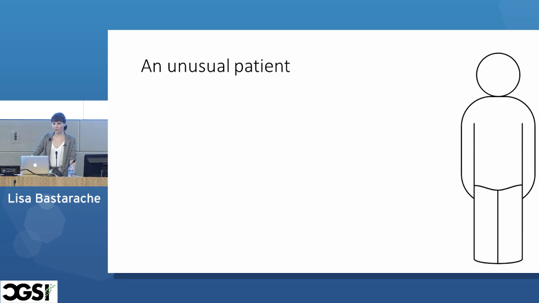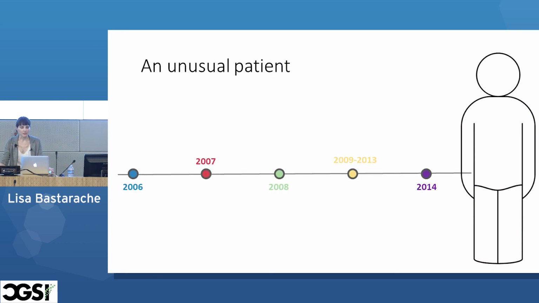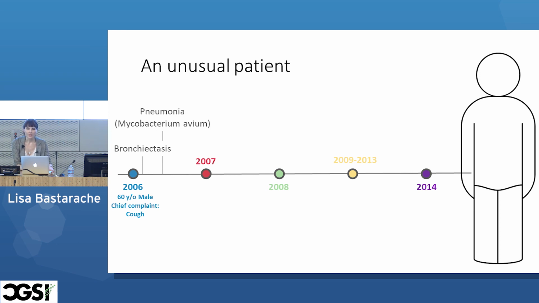So this is an unusual patient who started going to Vanderbilt in 2006. He was in his 50s, 60s. And he presented with a cough, which is very common presentation for somebody of any age, really. But he got a chest x-ray and he was diagnosed with bronchiectasis. He then got his sputum cultured and it was found he had pneumonia due to Mycobacterium avium. And so he was put on loads of antibiotics, course after course, and he did have some improvement. But as was stated in a clinical communication, he was improved, but he wasn't well.